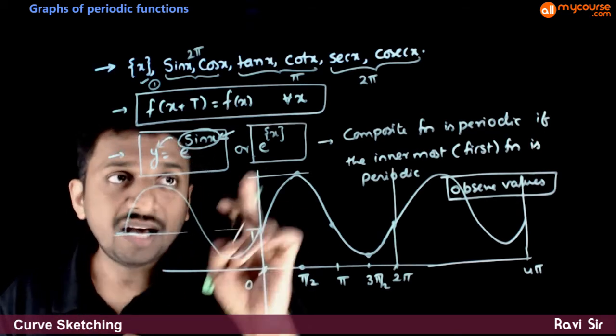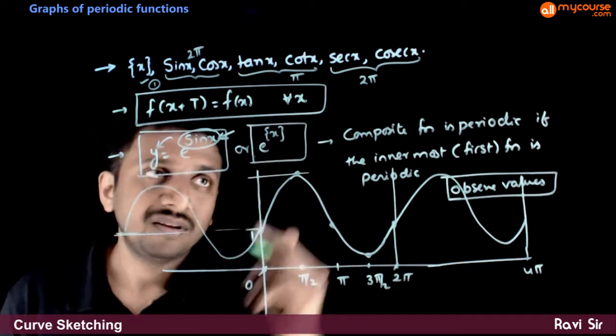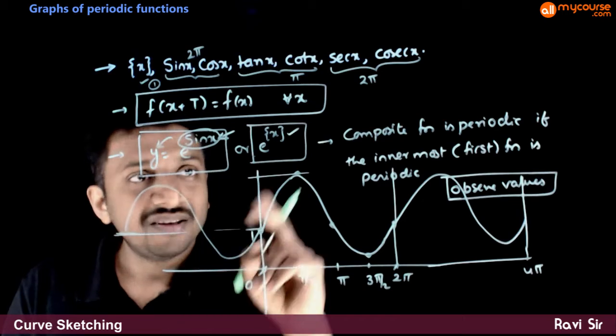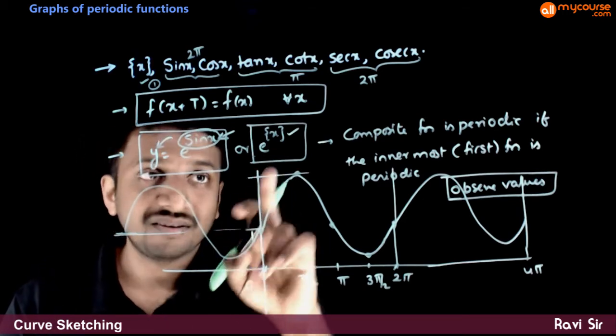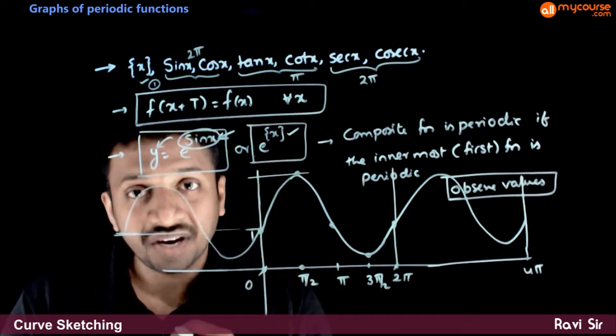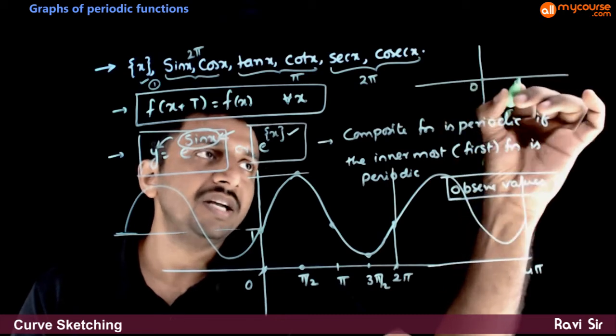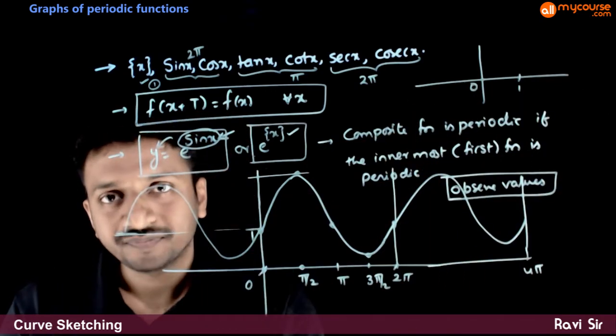Right? Now, assume that you want to draw the graph of e power fractional part of x. So this is still more easy. Fractional part of x is a function with period 1. So you don't need to draw the graph up to 2 pi also. You just need to draw the graph between 0 and 1.